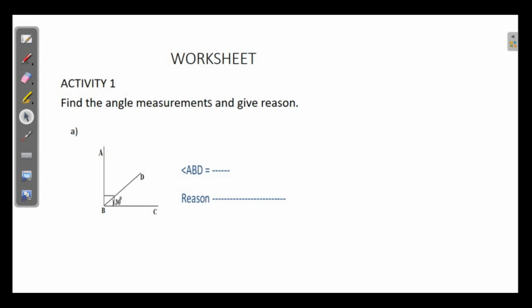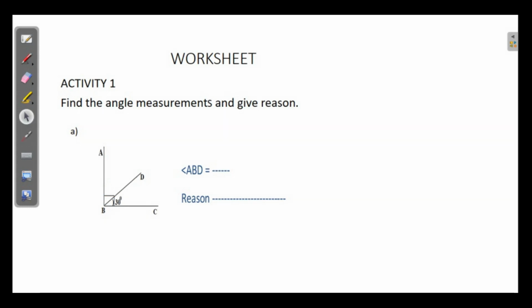Worksheet first activity is find the angle measurement and give reasons. Here this is a right angle. So what is the measure of angle ABD? That is the question. Measure of angle ABD. That is right angle means 90 degree.